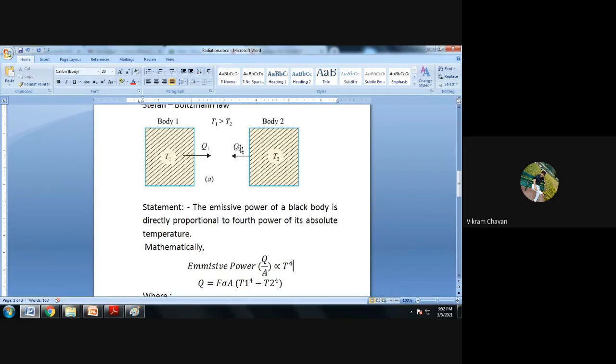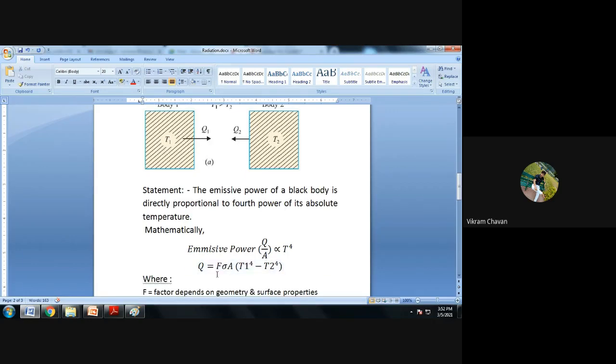Now the net amount of heat interaction between these two bodies can be written as Q is equal to F sigma multiplied by A into bracket T1 raised to 4 minus T2 raised to 4. This will be the net amount of heat exchange between these two bodies, where T1 is the temperature of the first body and T2 is the temperature of the second body.